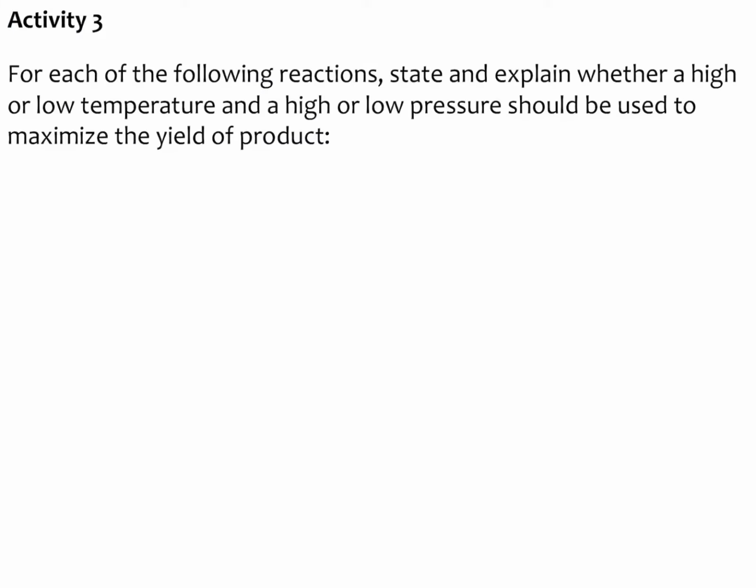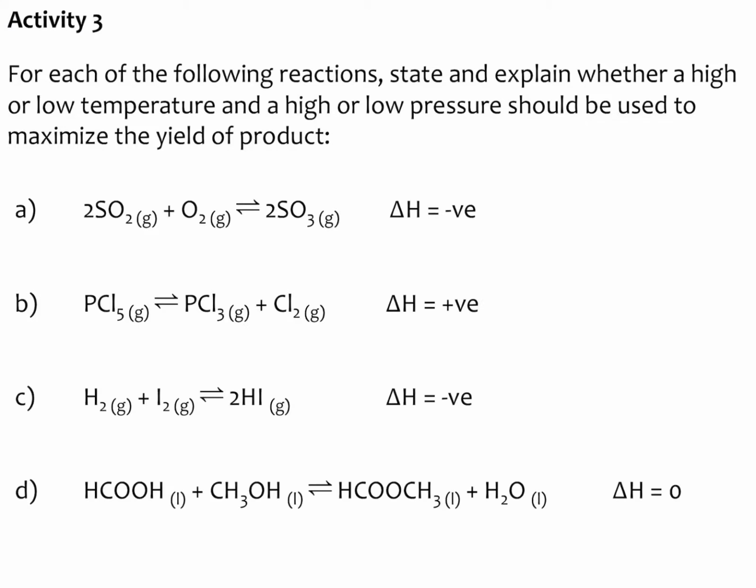Finally, for this video, activity 3, time for you to have a go again. For each of the following reactions, I'd like you to state and explain whether a high or low temperature and a high or low pressure should be used to maximise the yield of product. There's 4 reactions. You've got the enthalpy information. Remember that negative means exothermic in the forwards direction. Pause the video and see how you do. The answers will follow.